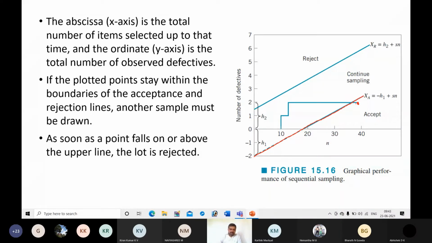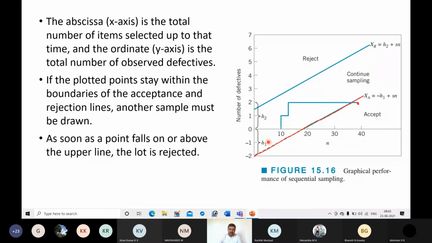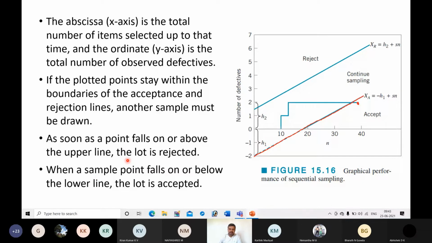When a sample point falls on or below the lower line, the lot is accepted. Here you can see, as soon as the point falls on or above the upper line, the lot is rejected. Suppose the point falls on this line or above this, the lot will be rejected. When a sample point falls on or below the lower line, the lot is accepted. For example, here this point is below the acceptance line, so the lot will be accepted.